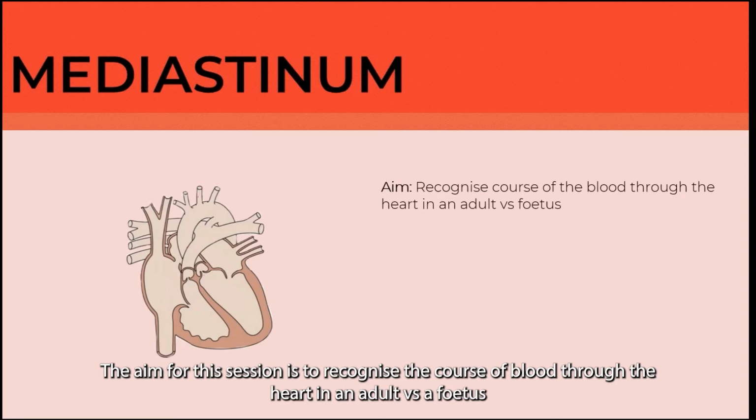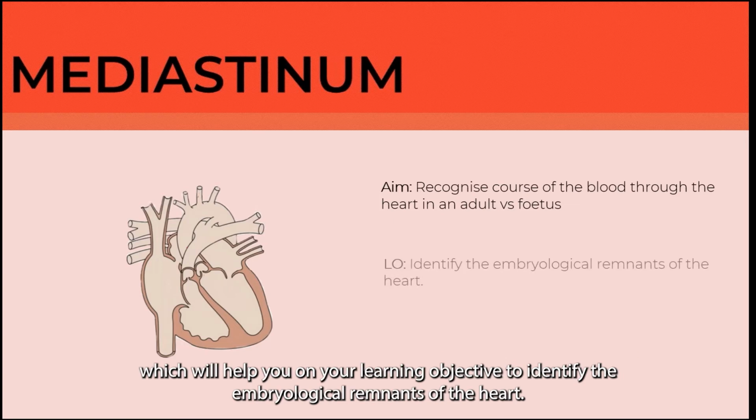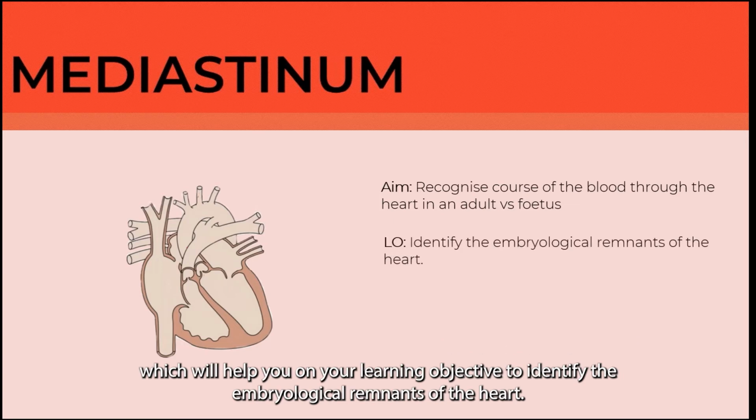The aim for this session is to recognise the course of blood through the heart in an adult versus a fetus, which will help you on your learning objective to identify the embryological remnants of the heart.